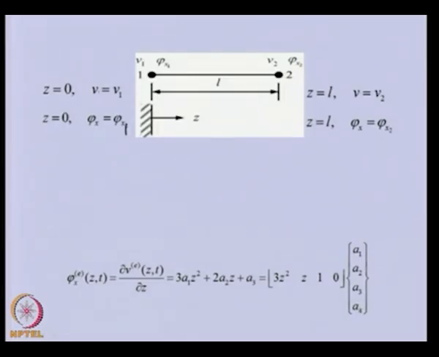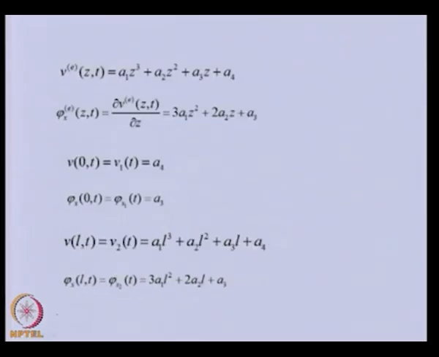Now we will satisfy these boundary conditions. At z equal to 0, the displacement is v1. If we put z equal to 0, you will see that a4 will remain and the other terms will vanish. If we put z equal to 0 in the slope term, these two terms will vanish and only a3 will be left. Similarly, if we put z equal to L in the displacement term, we will get this, and in the slope term we will get this.